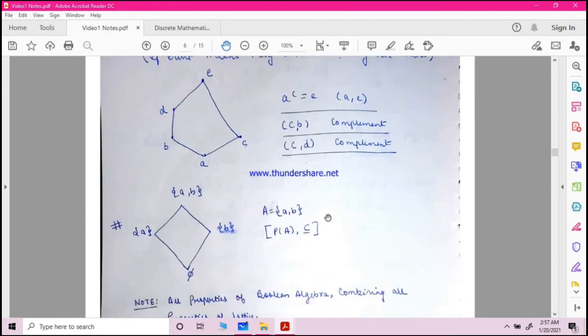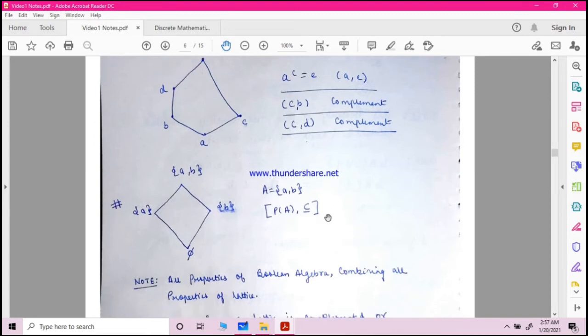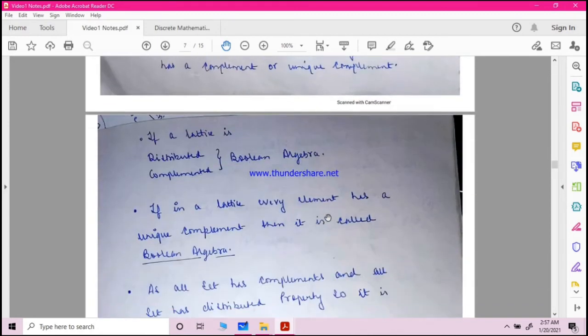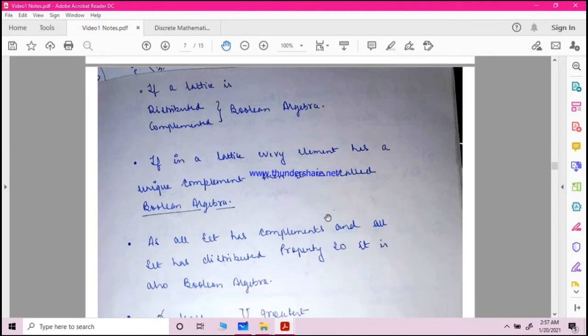As observed, a lattice is either complemented or distributive or none. This lattice is complemented as phi's complement is a comma b, and a comma b will give you the c. This lattice is distributive as every element has a complement or a unique complement. Unique complement means only a single complement. If a lattice is distributive and complemented, it follows the Boolean algebra property. If in a lattice every element has a unique complement, then it is called a Boolean algebra. As all elements have complements and all have distributive properties, it is also called a Boolean algebra.